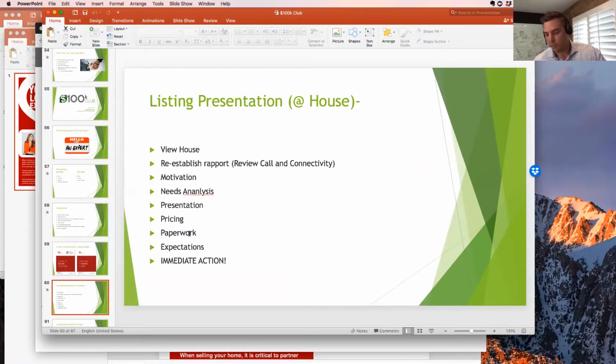So here are some bullet points of the way I like to see a listing presentation go. And again, I'm going to model this for you in a future fundamental. One of the first things I like to do is to ask them to give you a tour of the house.